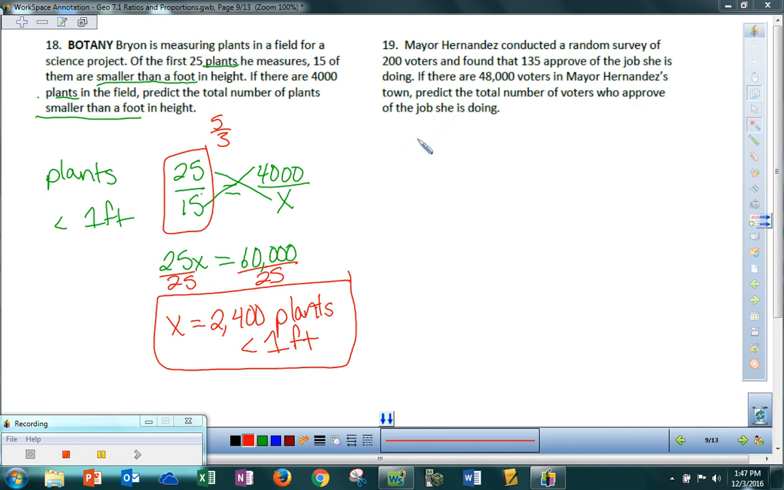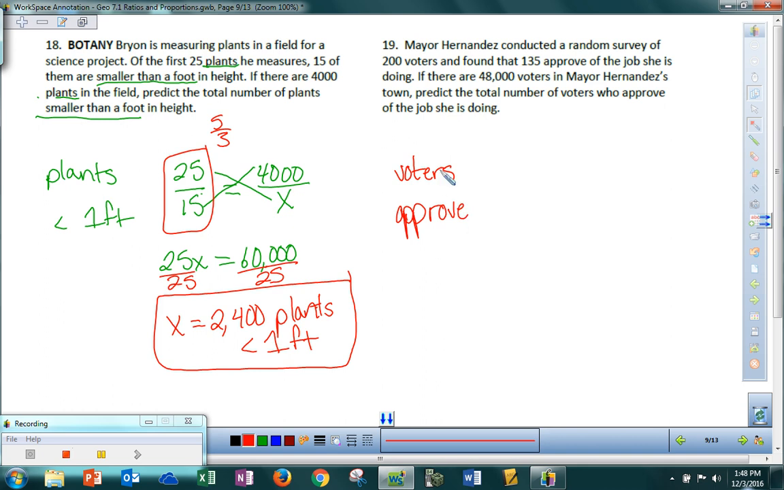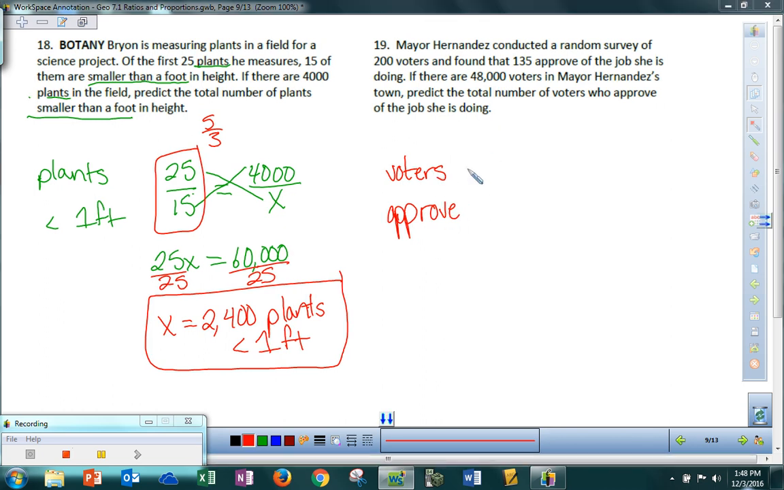Okay, so again, we've got to be comparing two different things. The first thing is just voters. The second one is going to be those voters who approve. Now, it doesn't actually matter which one that you put on top or which one that you put on bottom, so long as you are consistent. That's why I'd like you to go ahead and label what the two things you're talking about are, so that your numbers line up like they should.